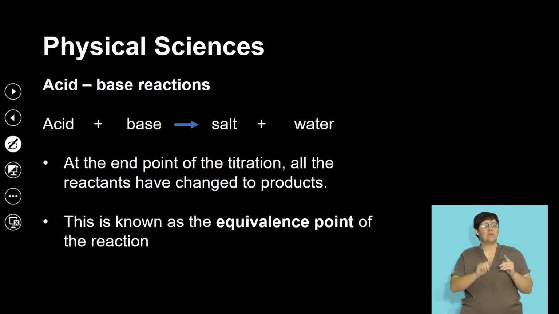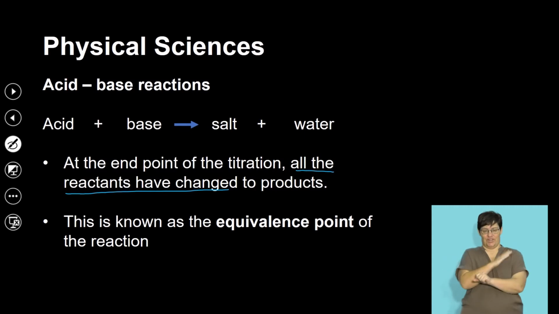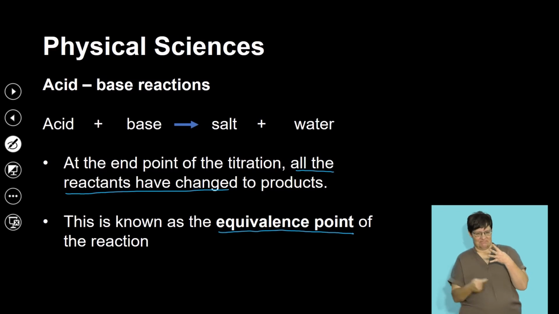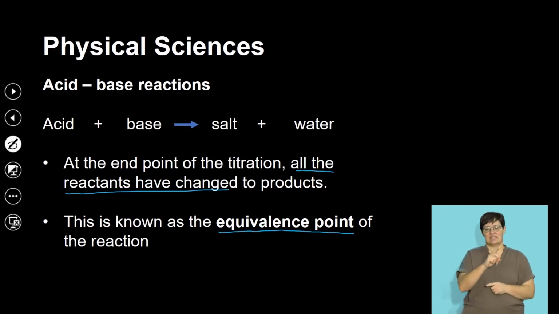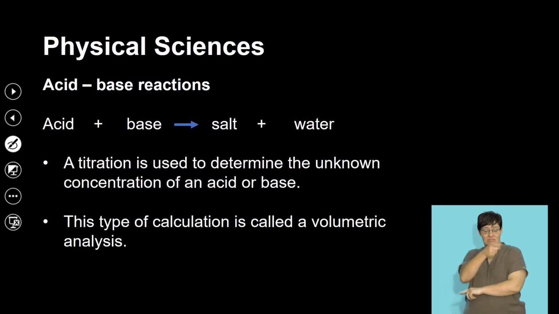So at the end point, what exactly happens? All the reactants have changed into products. And when all the reactants have changed into products, we've reached what we think of as completion of a reaction. This is also described as the equivalence point or the point of equivalence. So these are some of the important aspects of a typical acid-base reaction that we need to be mindful of.